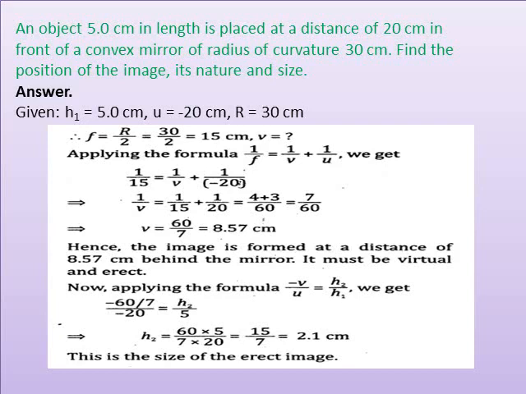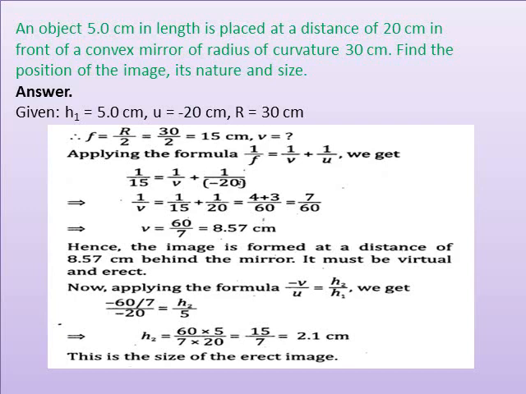You do it on paper, then you will get it. When you simplify this, you will get 1 by V is equal to 7 by 60. Therefore, V is equal to 60 divided by 7, which is equal to 8.5 centimeters. So we got the value of V as 8.5 centimeter. Hence, the image is formed at a distance of 8.5 centimeter behind the mirror. It must be virtual and erect.